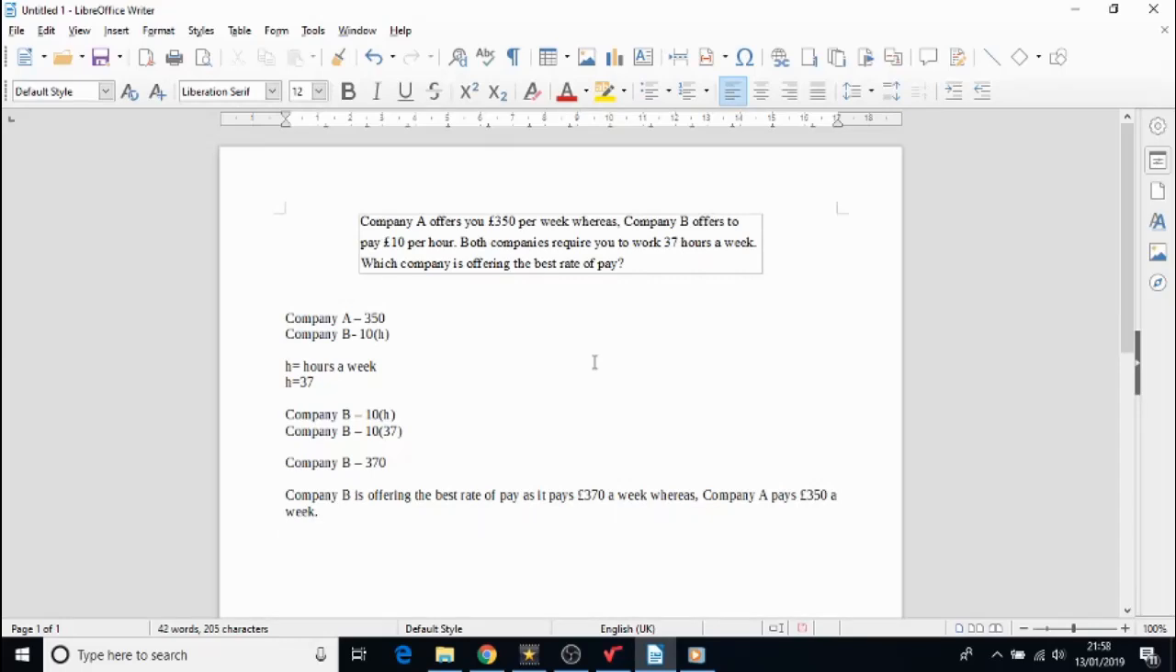And that is another example of a linear equation representing a real life problem and being able to solve the unknown quantity, with the unknown quantity being how much Company B is offering to pay per week.